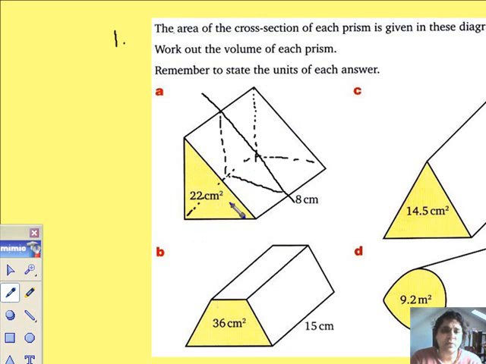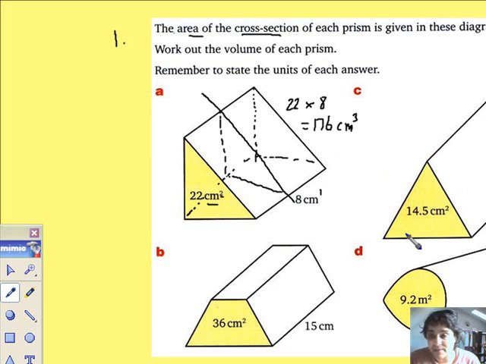If I know the area is 22 centimeters squared and it's the same all the way back, to get a volume I just multiply the area at the front, the area of cross-section, by the depth with which it goes into the screen. So for A it's going to be 22 times 8. Picking up the calculator, we've got 176, and the units are centimeters cubed because we're doing a volume now. Look, a power of 2 and centimeters to the power of 1 makes centimeters to the power of 3.